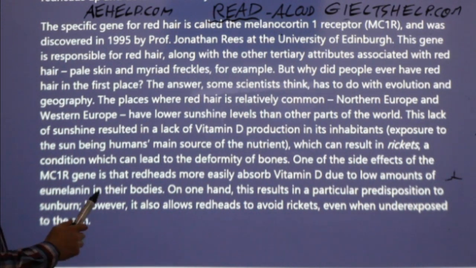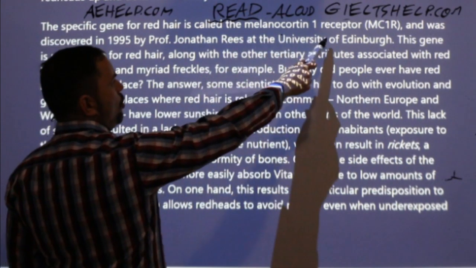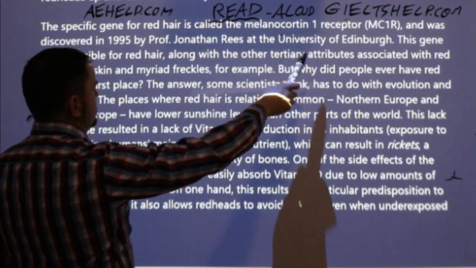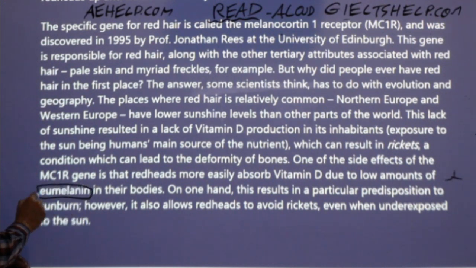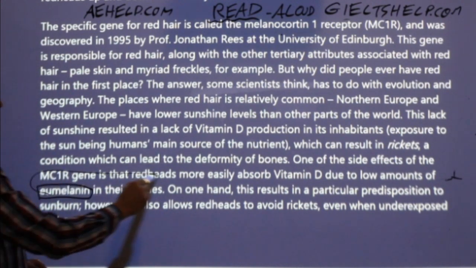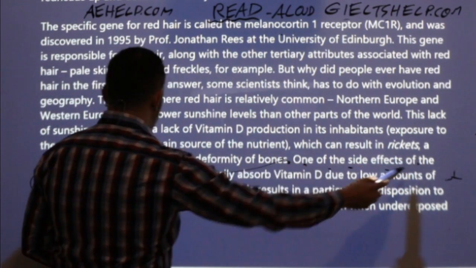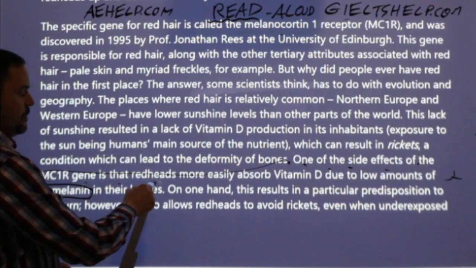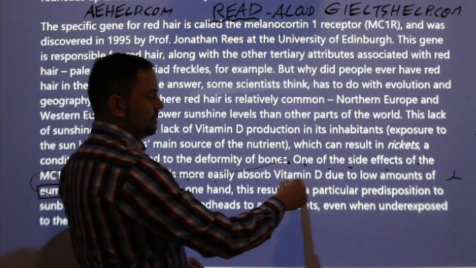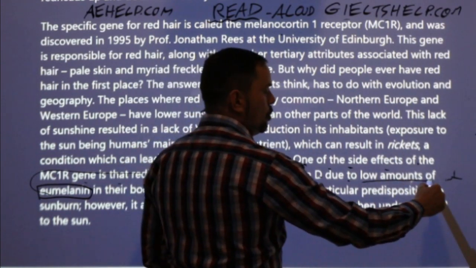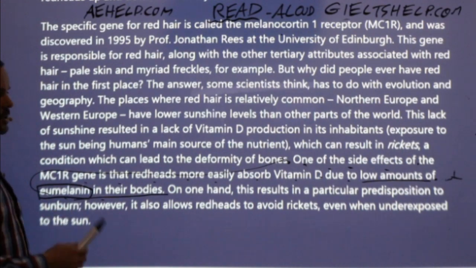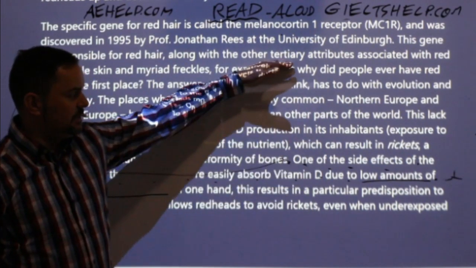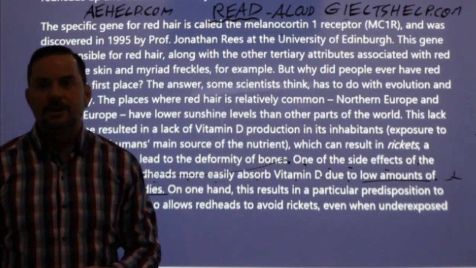Okay, and then I remember there was this melanocortin, so that's what's responsible. And then I remember later, there it is, I skipped the word eumelanin. Okay, so that's my sentence. So I'm going to go back. One of the side effects of the MC1R gene is that redheads more easily absorb vitamin D due to low amounts of eumelanin in their bodies. So more vitamin D because there's less eumelanin in their bodies.